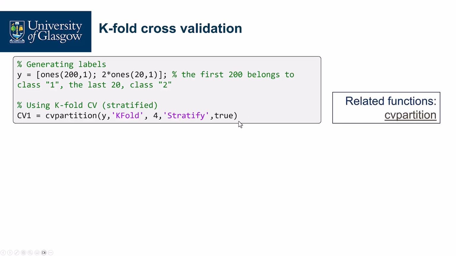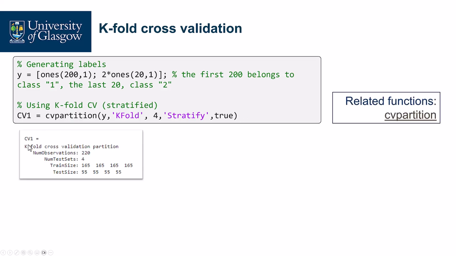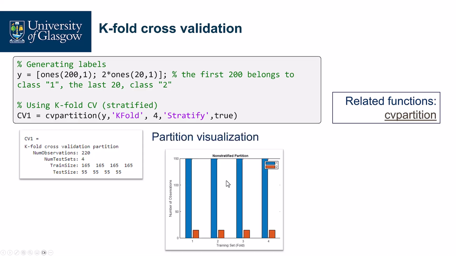Let's see how it goes. If we run this command, this result will be provided. CV1 is the result. We can see the number of observations, 220, and it divides it into 4 pairs of training set and test set. We can visualize it as here. You can also try it yourself in the live script.